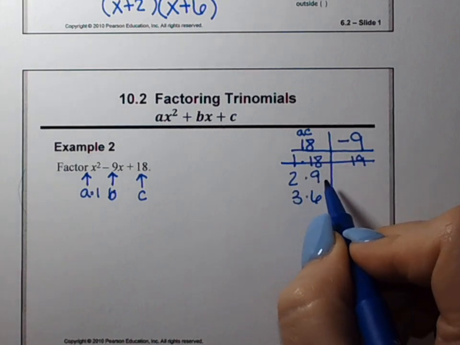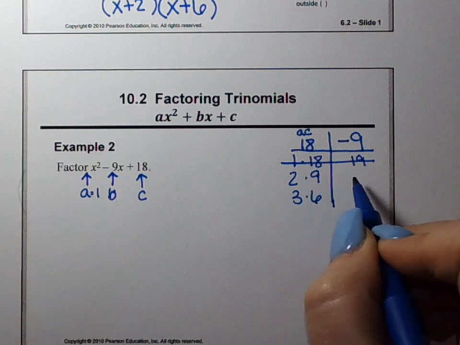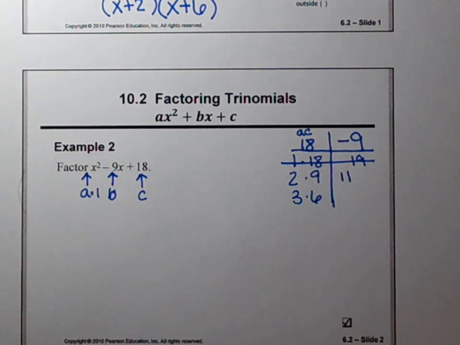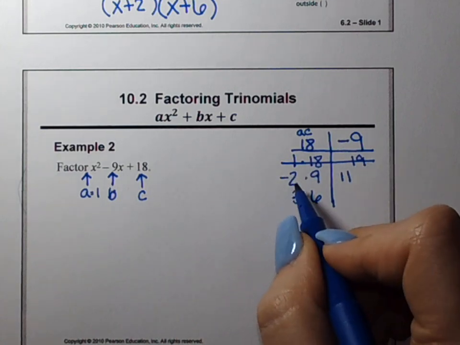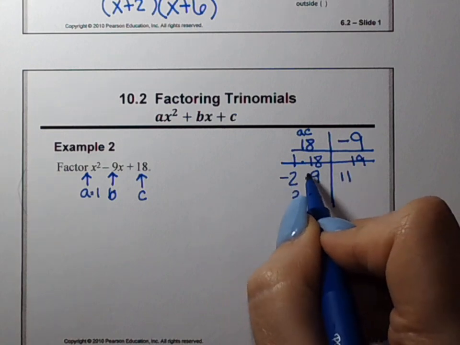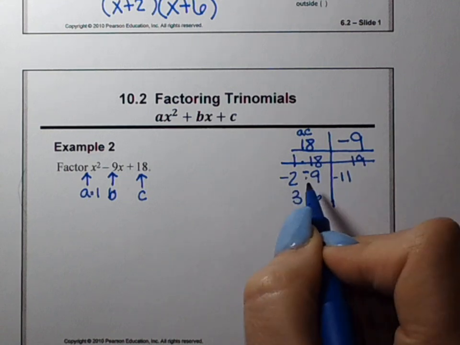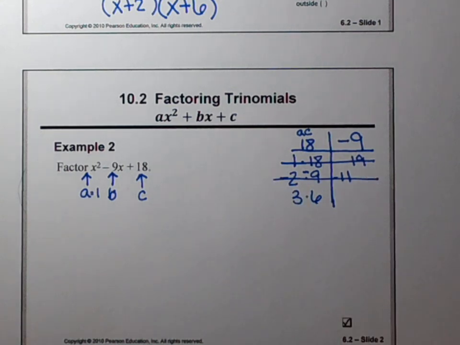All right, so let's talk about the next one. What if I do 2 plus 9? That's going to give me an 11, but I need it to be a -9. So what if I made the 2 negative? Well, -2 plus 9 would give me a 7. That still doesn't work. What if they were both negative? That gives me a -11. Okay, so these two factors are just not going to work.